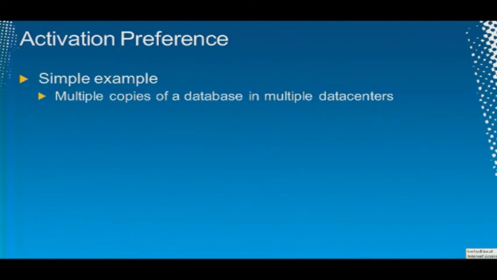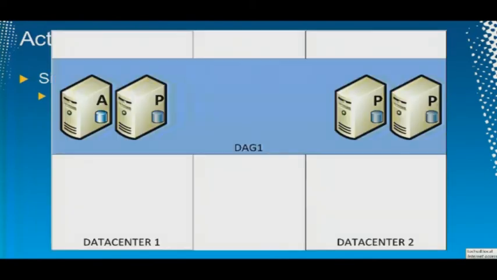So, a very simple example: multiple copies of a database in multiple data centers. I've got one DAG extended to 2 data centers, and I've got 4 servers, and in this case, 4 copies of this one database I've called out. So I've got the active copy here, and the passive copy on 3 other servers.